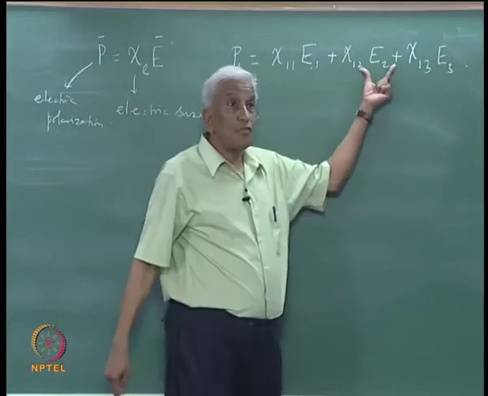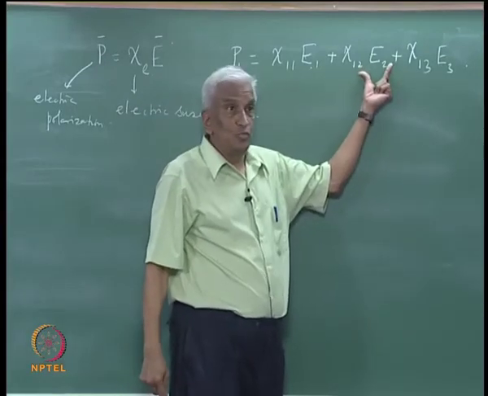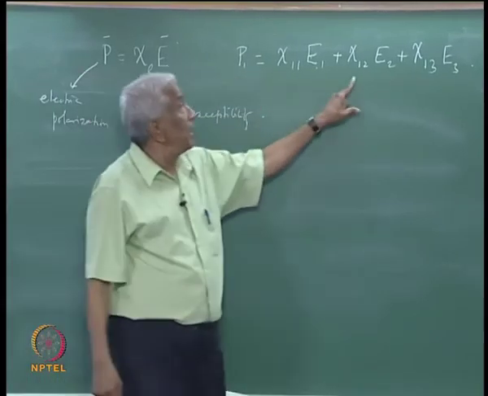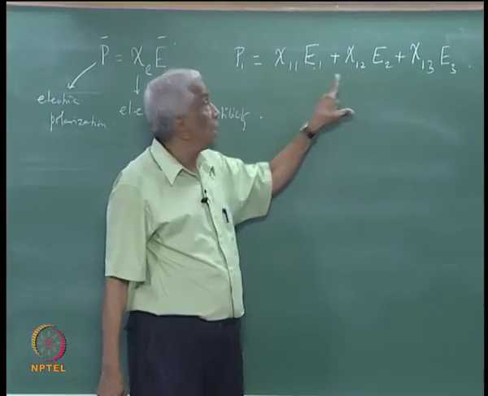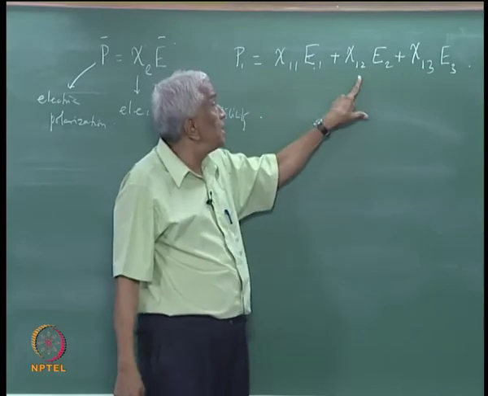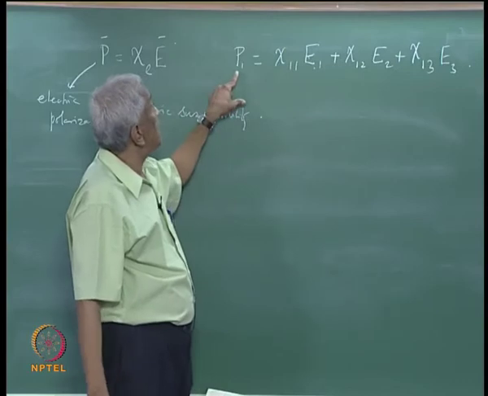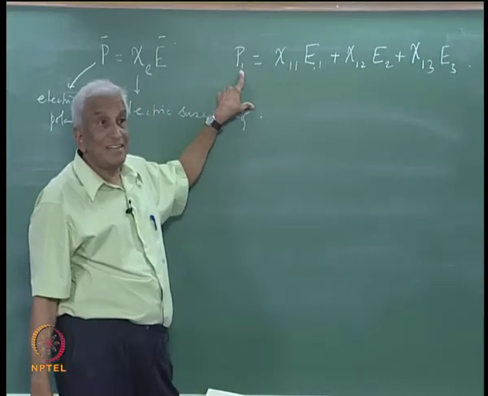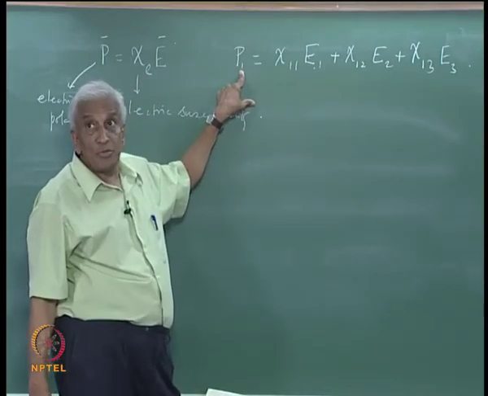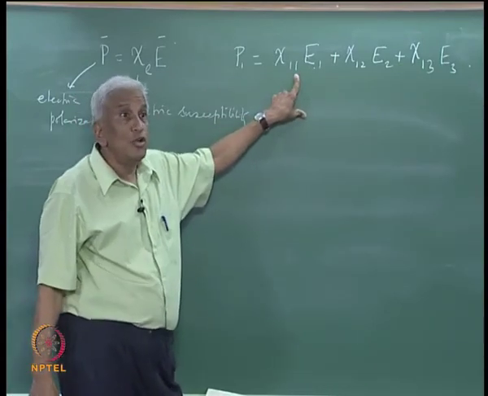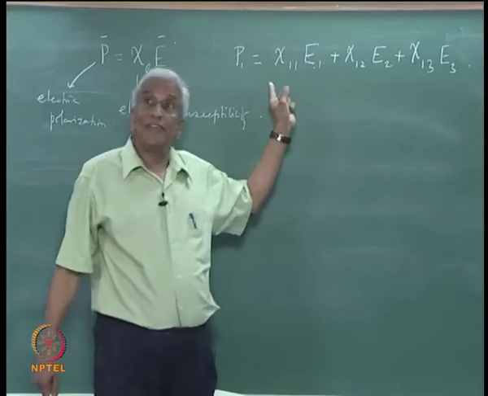Similarly, the contribution from the component E2 to the polarization component P1 is chi 1 2. So, there are two subscripts now for each of these quantities, one subscript indicating which component of the polarization it contributes to, and the other subscript indicating due to which component of the electric field it arises.